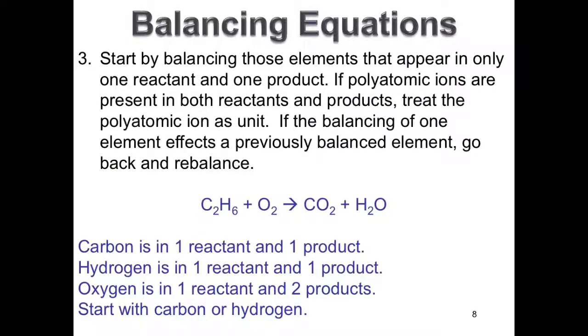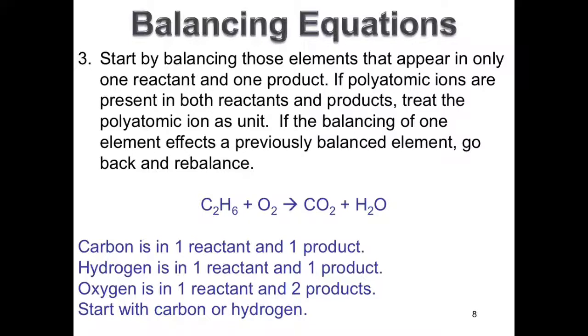Start by balancing those elements that appear in only one reactant and one product. For example, below, carbon appears in ethane and carbon dioxide. We could start there. Hydrogen appears in ethane and water. We could start there. However, the oxygen appears on the reactant side in one chemical species, but on the product side appears in two different compounds, carbon dioxide and water.